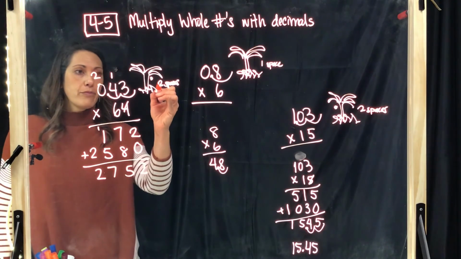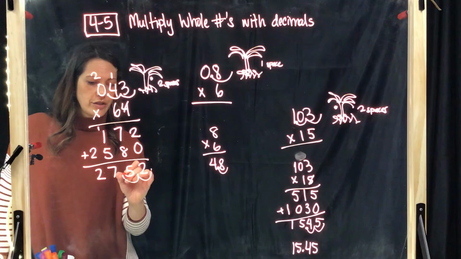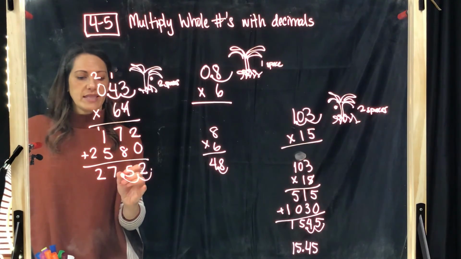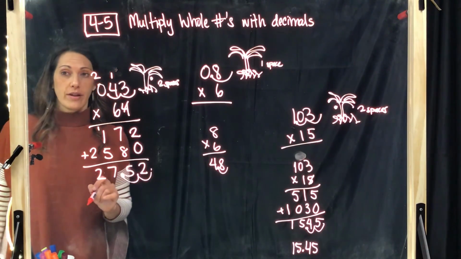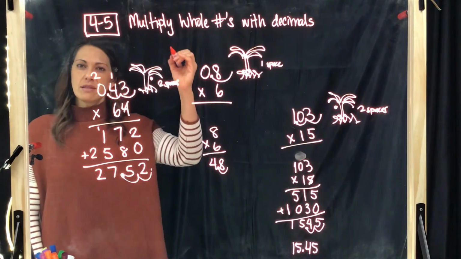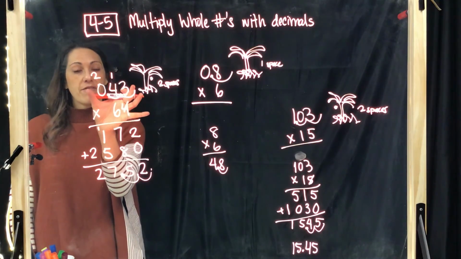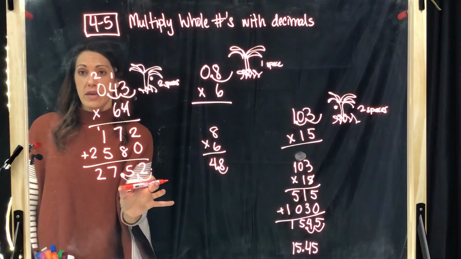And then 2 spaces. I'm going to bring my decimal back from vacation. 1, 2. And my answer would be 27 and 52 hundredths. So when you're multiplying with decimals, you just remove the decimal, and however many decimal spaces are in the factor, that's how many there will be here. Okay?